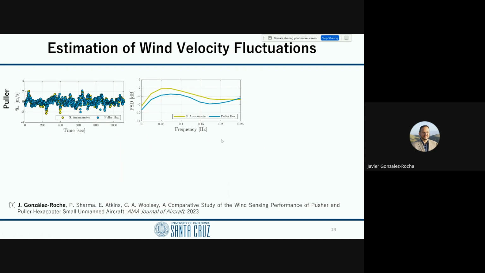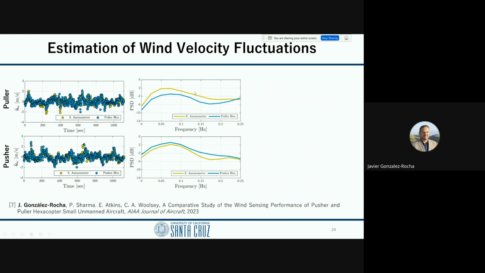But to really get at the question of whether one is better than the other at measuring wind velocity fluctuations, we did an analysis where we actually looked at the power spectrum of the wind velocity fluctuations, right? And so we compare both the estimate from the aircraft and the sonic anemometer. And so here are the results. You can see that the puller can capture the trend in turbulence, but still there are quite some big errors. And when we look at the pusher aircraft, it actually does a bit better capturing the trend.